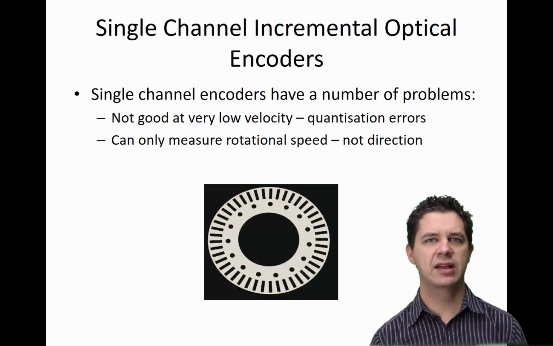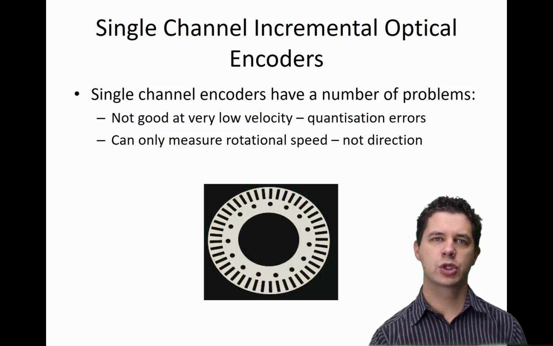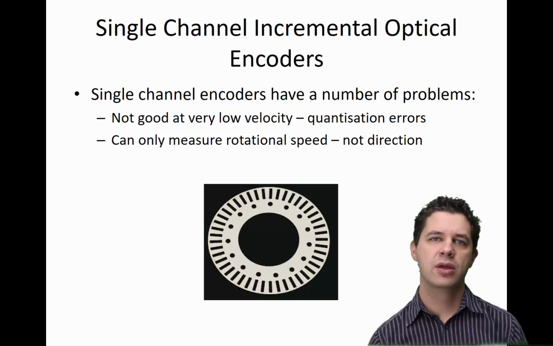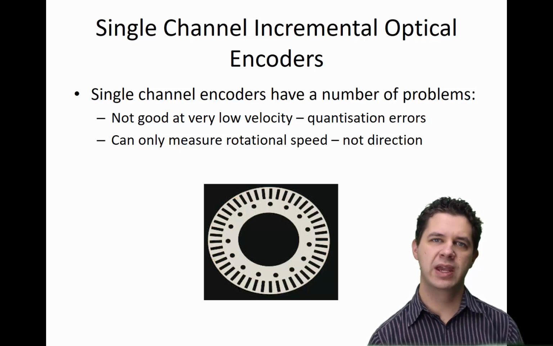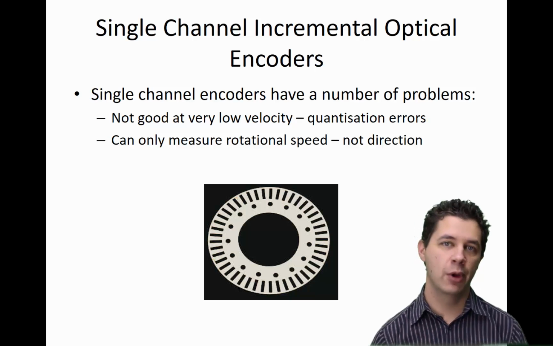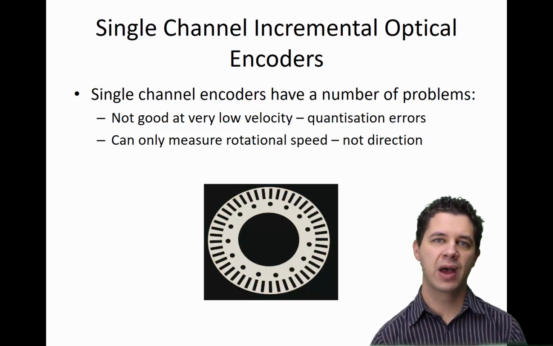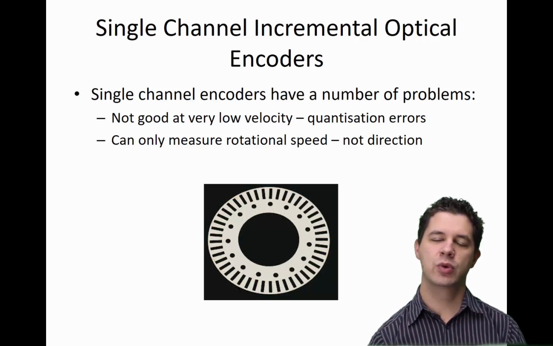Now we have a few issues with these single channel optical encoders. They're not particularly great at low velocity. We start having quantization errors, particularly when we're going very, very slow and just creeping along. They can also, one of the issues that's related, only measure rotational speed, not direction. So we assume what direction we're going based on how we're driving the motor, for example. But it just tells us that we've moved. It doesn't tell us which direction we've moved.